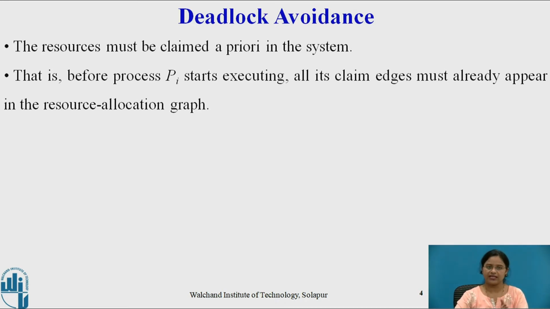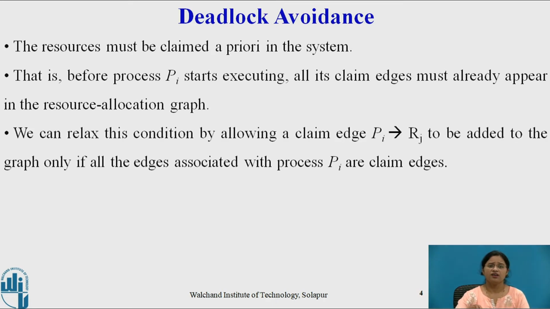Then whenever one of the claim edges is converted into a request edge, and if a cycle occurs, can we say the system may enter into deadlock? Yes. If a cycle is there in the resource allocation graph, then we can say that the system may enter a deadlock state. That is why, to identify whether the system enters a deadlock state or not after assigning a particular resource to the process, it is necessary to check whether we can allocate that resource to the process, and that is done by the resource allocation graph.